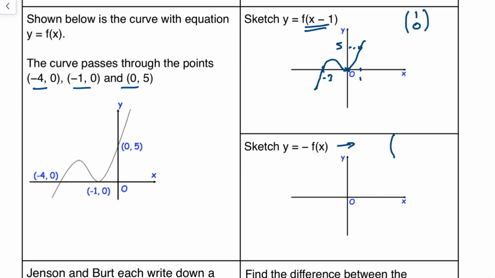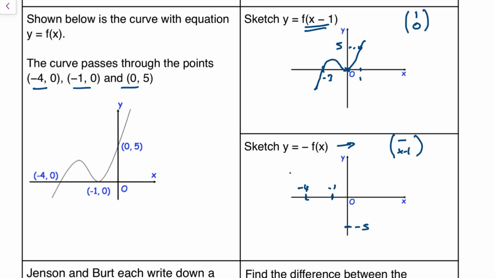Next one. So what does this do? Well, this takes all my y values, doesn't do anything to my x values, and multiplies all my y values by -1. So in other words, my (-4, 0) remains (-4, 0). My (-1, 0) remains (-1, 0). But my (0, 5) is now (0, -5).